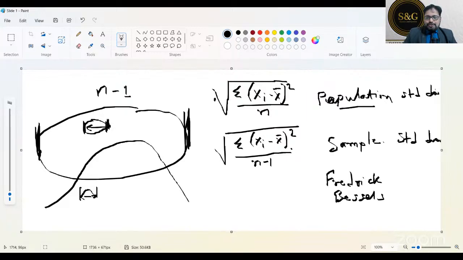Just type yes in the chat box. This is called degree of freedom, n minus 1. Whatever number of data are there, you have to reduce it.